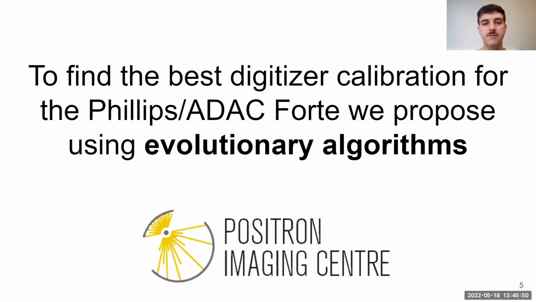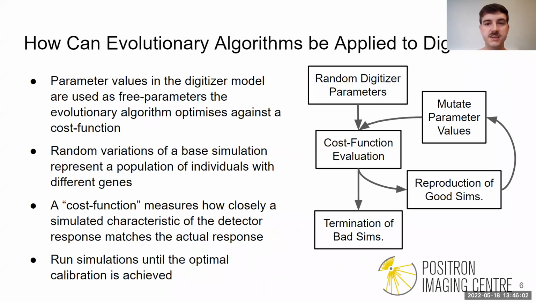However, because of the time and effort it took to do a manual calibration, we propose that this can be done much easier and quicker using evolutionary algorithms. So what is an evolutionary algorithm and how can it be applied to the GATE digitizer?